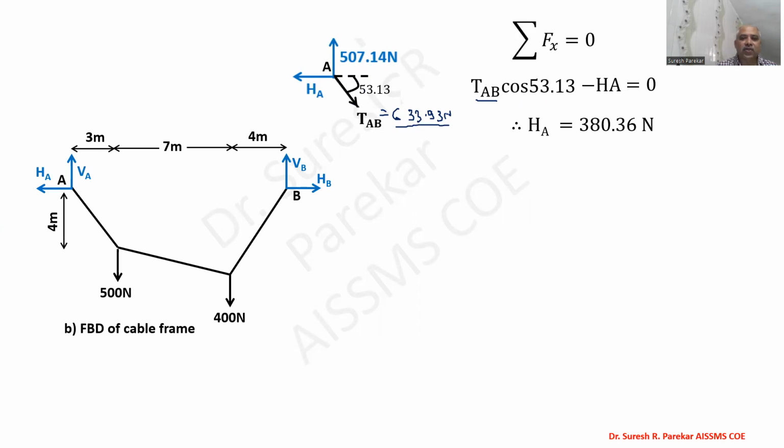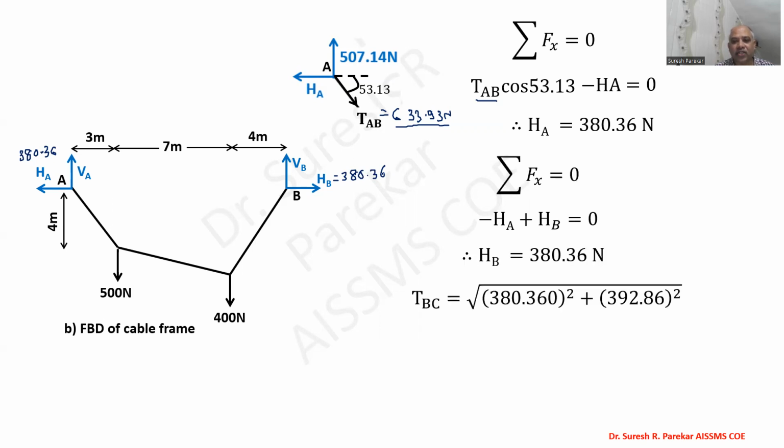Then knowing this, whatever value of HA we have, the same value we have for HB: 380.36. So this value is also 380.36. Now we can take summation Fx equals 0. I have just mentioned this.